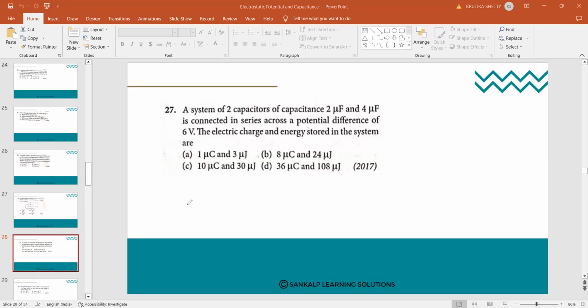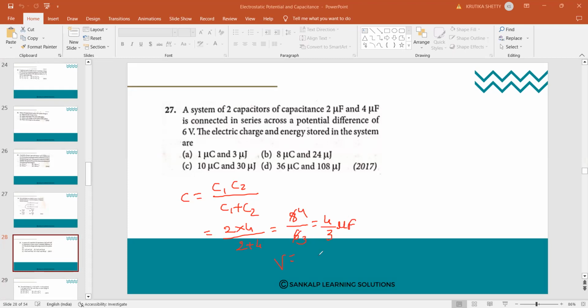So in series combination, the capacitance is given by C1 into C2 upon C1 plus C2. So C1 into C2 is nothing but 2 into 4 upon 2 plus 4. Correct? So 4 2s are 8 divided by 6. 8 by 6 is nothing but 3s are 4s are, that is 4 divided by 3 microfarad. 4 by 3 microfarad. So how much potential are they saying?